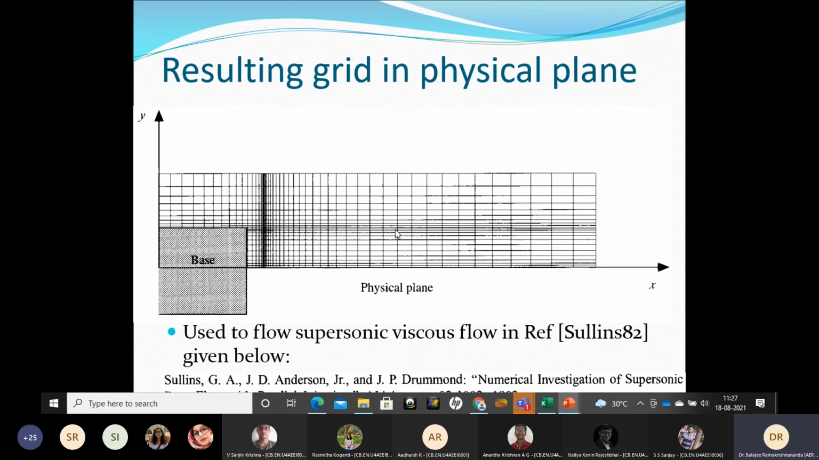You see here there is clustering in two places, top and bottom. And away from this point, there is a release in clustering. When you reach here, more clustering is there. Here on the top, there is clustering only in one direction. So this is a free surface, hopefully, so there is no clustering there. In the x-axis also there is clustering. When you combine these two, you get a grid like this. This is used by one reference, Sullins, Anderson, and Drummond, to solve supersonic viscous flow.